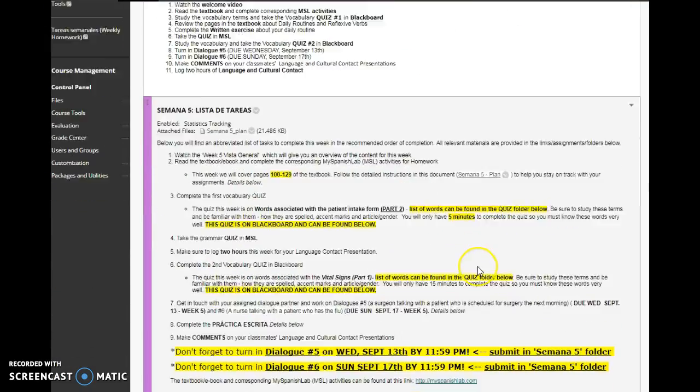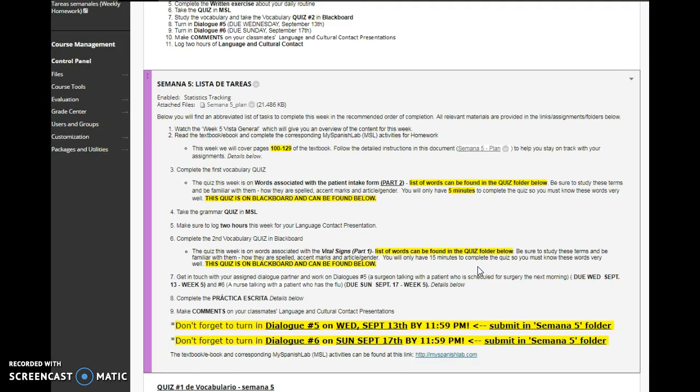Okay. So, la lista de tarea. I'm not going to take a whole lot of time to read over this because I'm sure you can read it. As always, there are 2 places to find the Semana 5 plan. Hopefully these are helping you to organize the order in which you complete activities and helping you organize your time. Okay. So we're going to be covering pages 100 through 129.